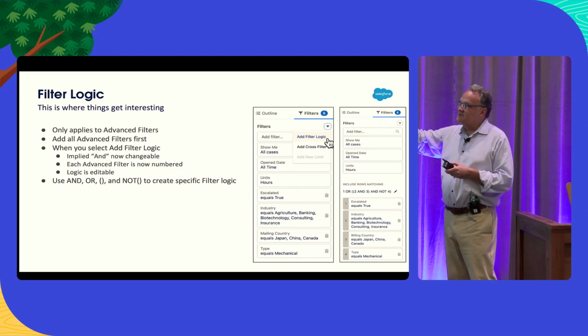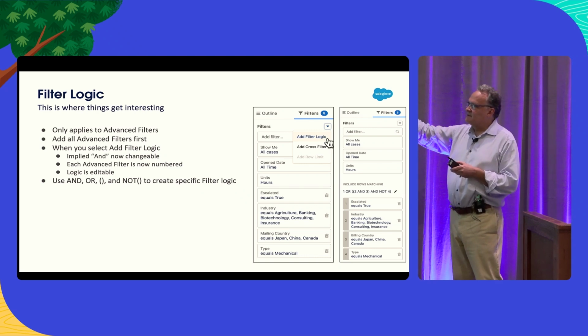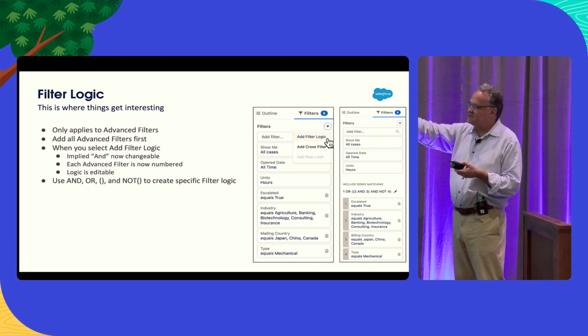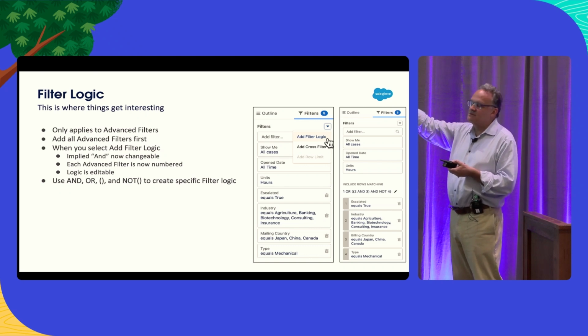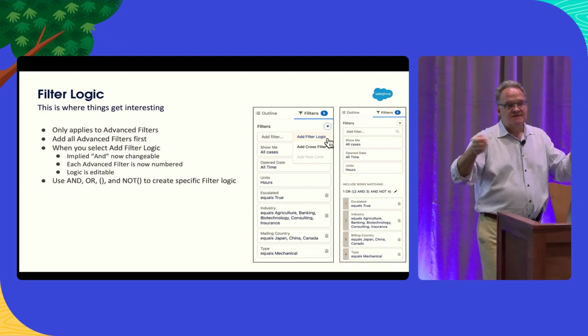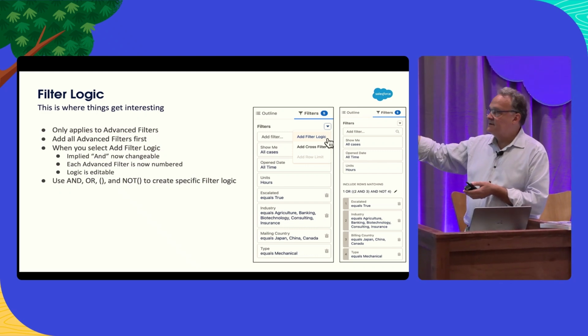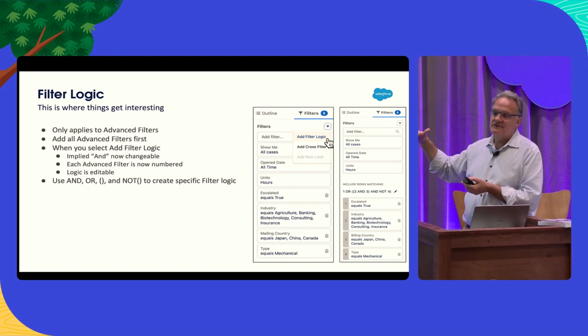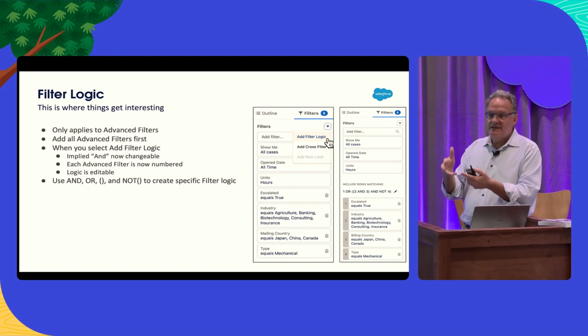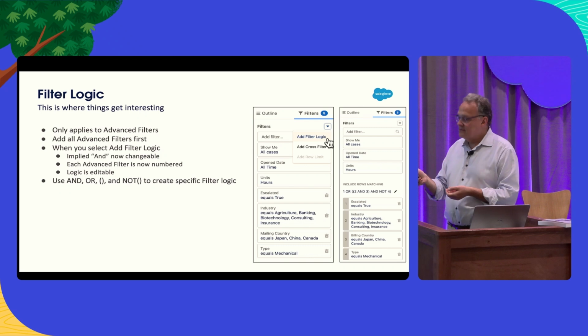Then what Salesforce does is it swaps out what are just ands in between each of the filters and allows you to replace them with ors and parentheses and things like that. So we can be very, very precise with our filtering. And because you can have 20 advanced filters, your filtering can be really, really complex, which is good.